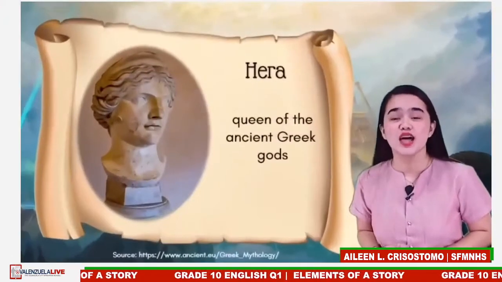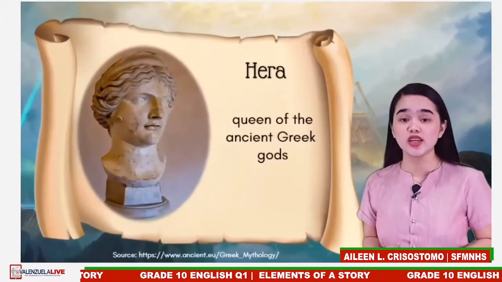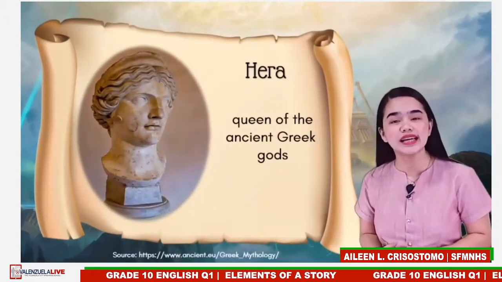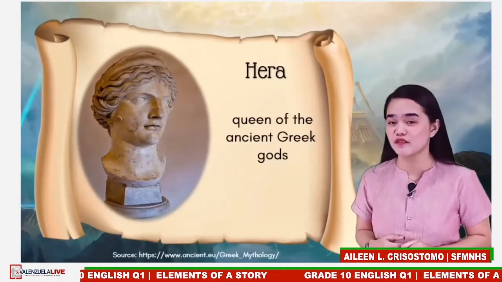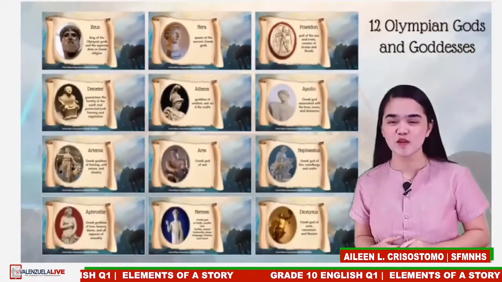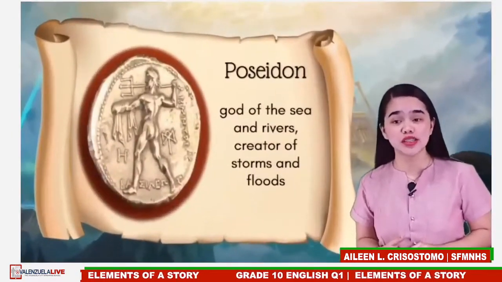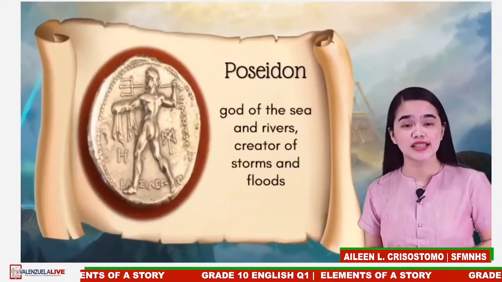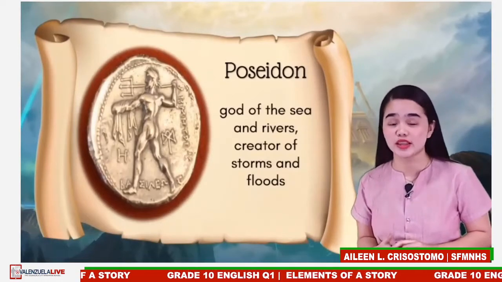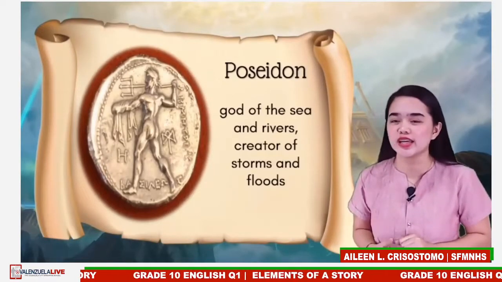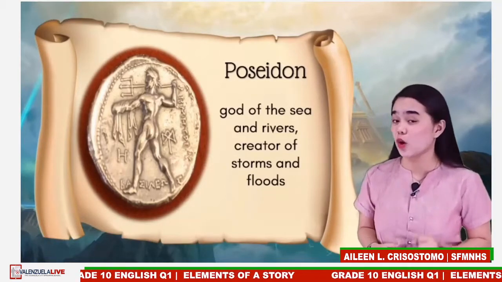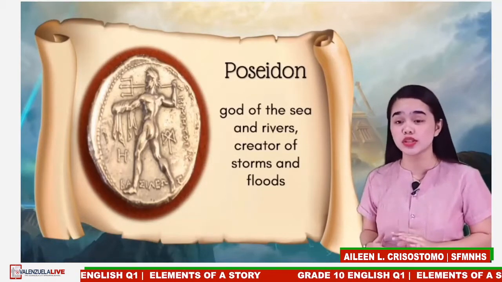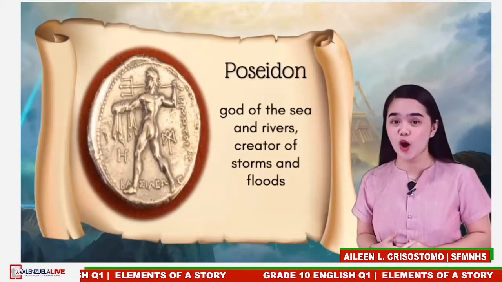Hera, the wife of Zeus and queen of the ancient Greek gods, represented the ideal woman and is goddess of marriage and the family. God of the sea and rivers, creator of storms and floods, and the bringer of earthquakes and destruction, Poseidon is perhaps the most disruptive of all the ancient Greek gods, not only for mortals but also to Zeus' peaceful reign on Mount Olympus.